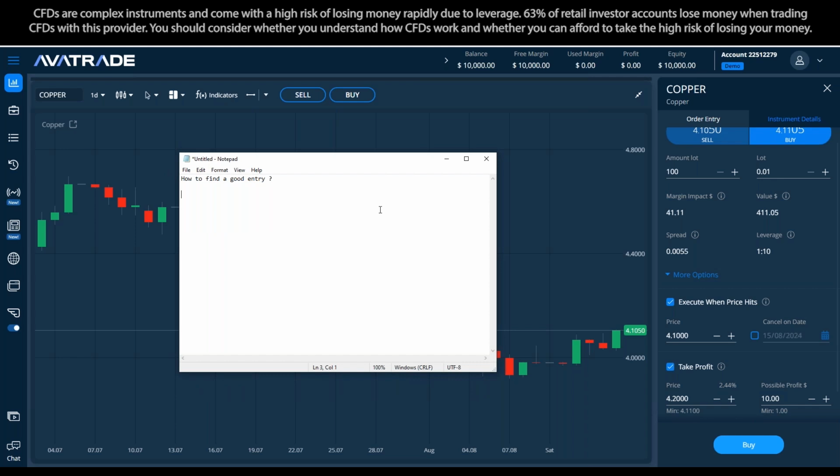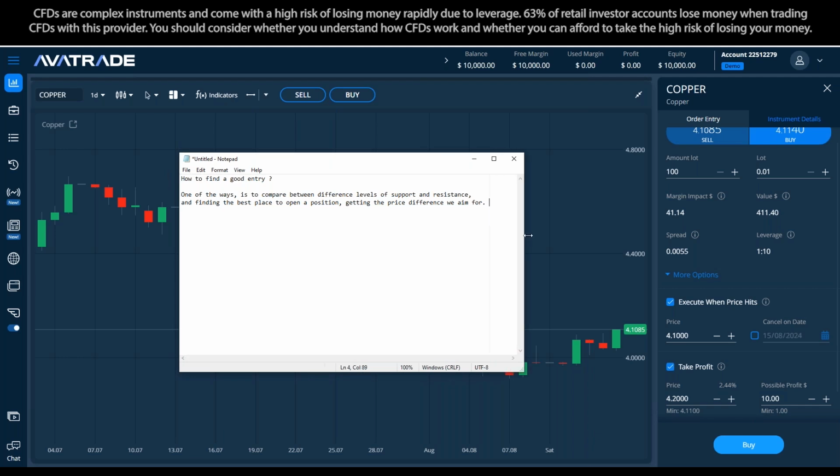So how to find a good entry? One of the ways is to compare between different levels of support and resistance and finding the best place to open a position, getting the price difference we aim for.